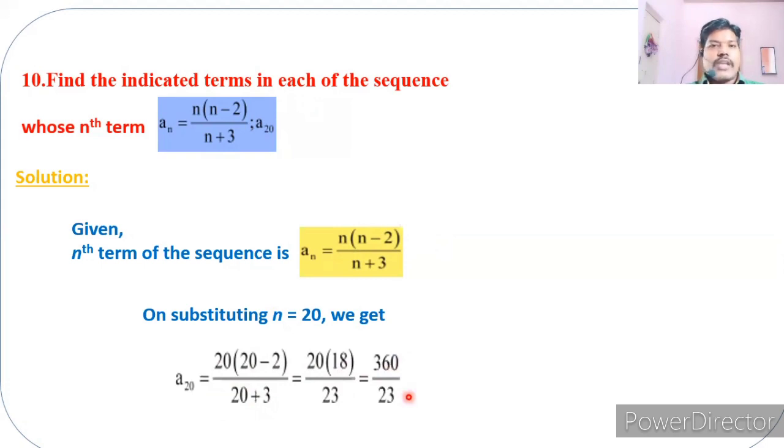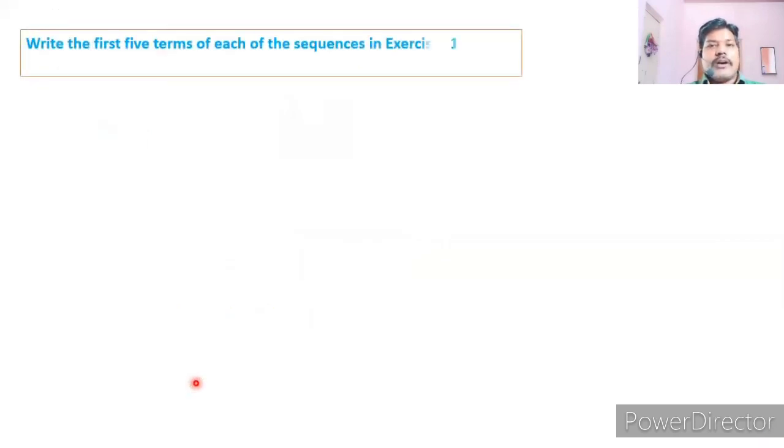So this is also the same question. They are given the nth term and asking to calculate the 20th term of the sequence. Just replace n is equal to 20 in the given nth term and you will get the 20th term. See question number 11. Write the first 5 terms.